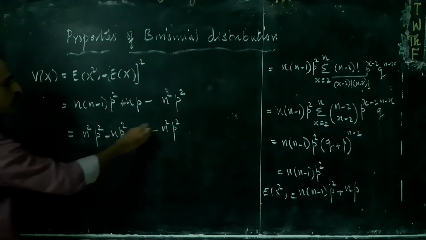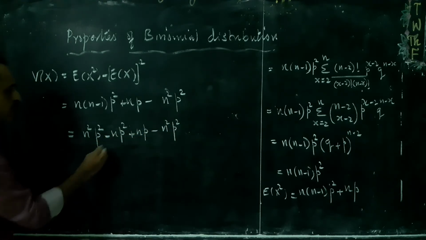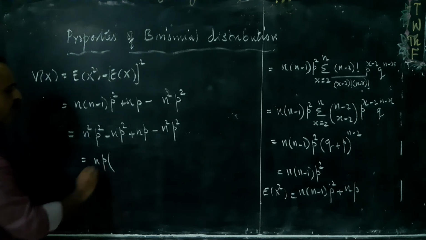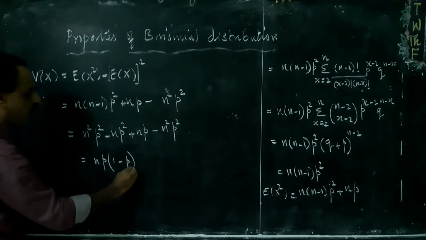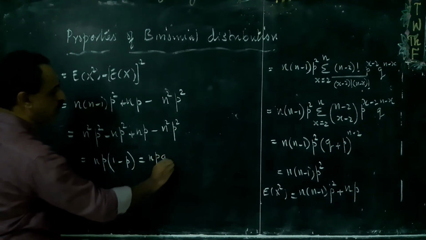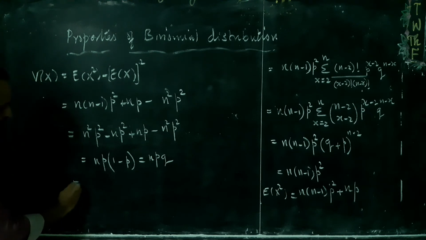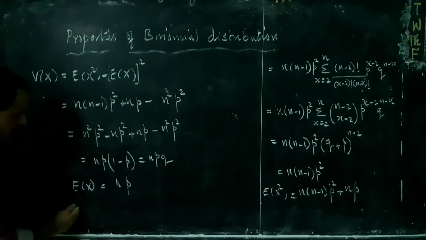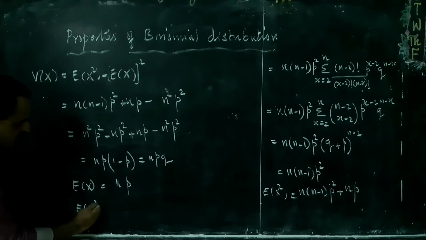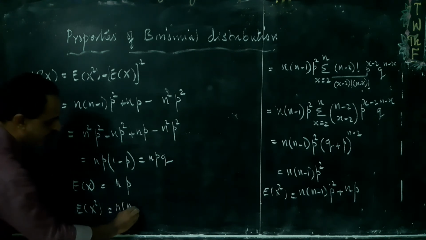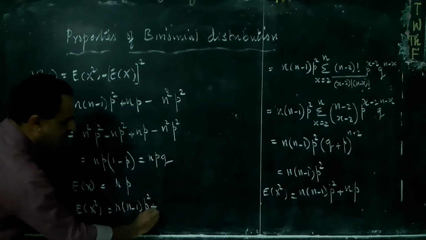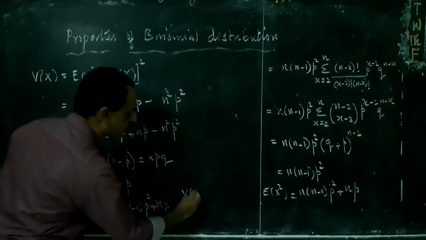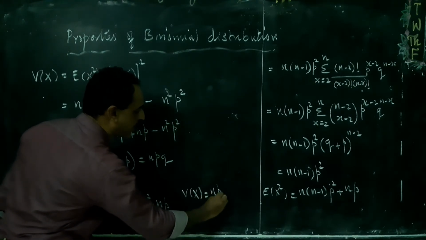So we can cancel both n square p square. It's only np minus np square plus np. If you take np outside, it is 1 minus p, that is npq. Thus, the binomial distribution has mean np, E of x square as n into n minus 1 p square plus np, and variance of x is npq.